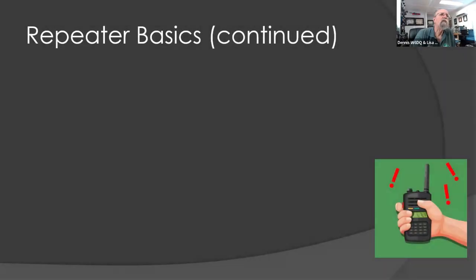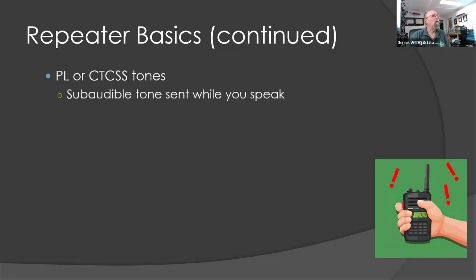So, more on the basics. We're going to talk about what we call PL or CTCSS tones. This is a subaudible tone that's transmitted while you key the mic. The radio is transmitting a subaudible tone, so the idea is you don't hear it. Your receiver filters it out. The repeater may not even pass that tone; typically they don't. But the tone is used to open the squelch on the repeater, so it basically keys up the repeater.